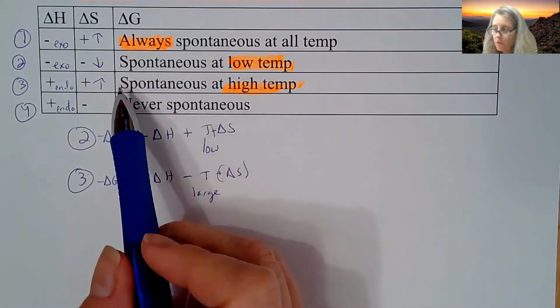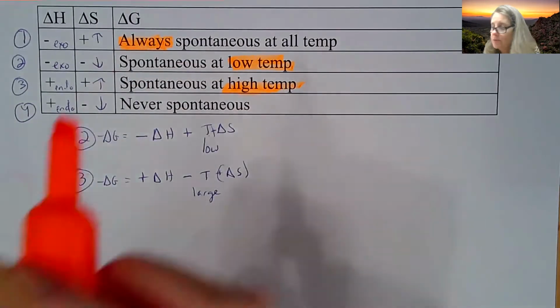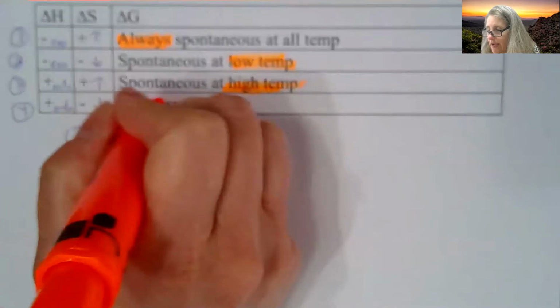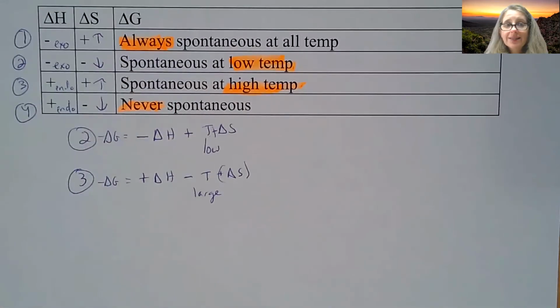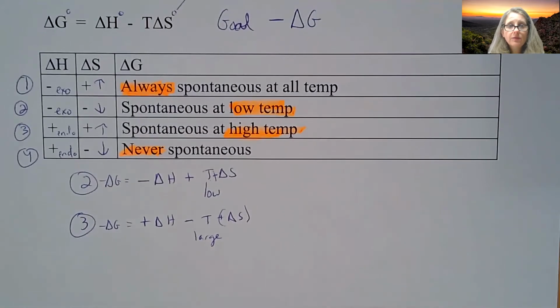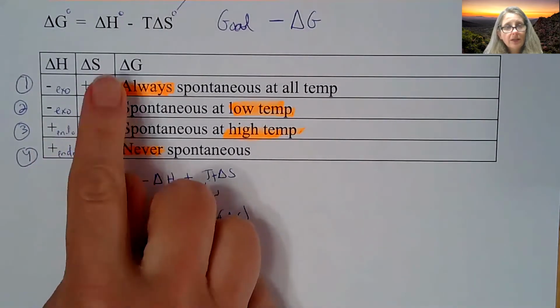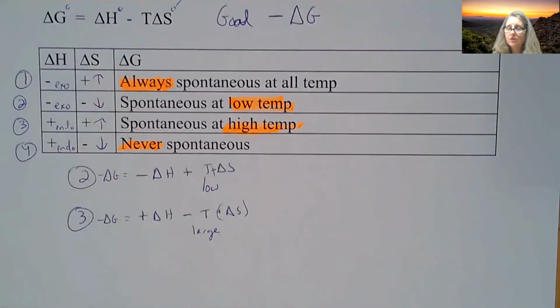Now, scenario 4, if it is endothermic and it's becoming more ordered, it will never happen. No matter how much you want it to happen, it's not going to happen. All right. So those are the rules for delta G, depending upon if it's exo or endo, and if you have an increase or decrease in entropy.